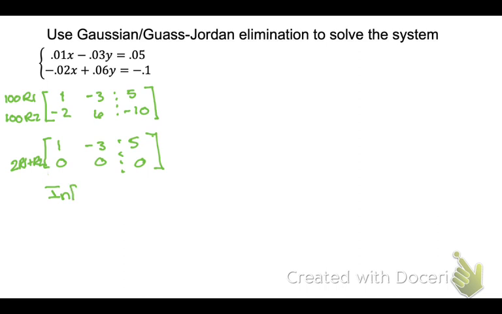Infinitely many. Because does 0 equal 0 every single time? Yes. No solution would look like this, because this would be 0 equaled 5, right? So this would be no solution.